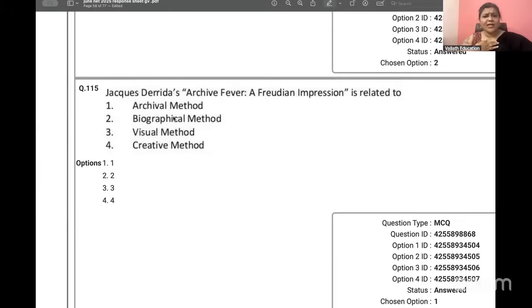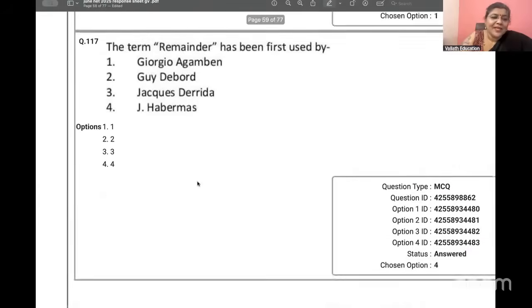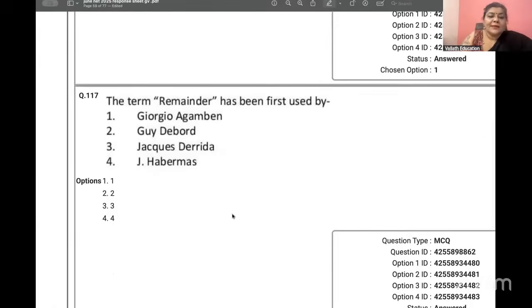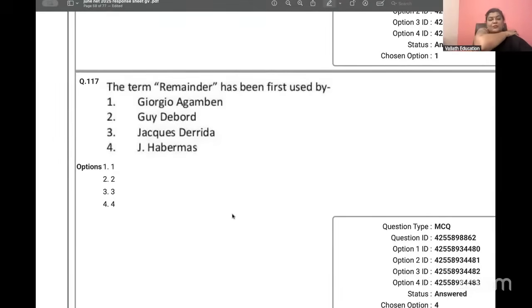Jacques Derrida's archive fever is about what? Archival method. What else? Don't overthink. Archival. Then, arrange the following words chronologically. Dang, you don't know? Difficult. The term remainder may be first used by, you don't know?